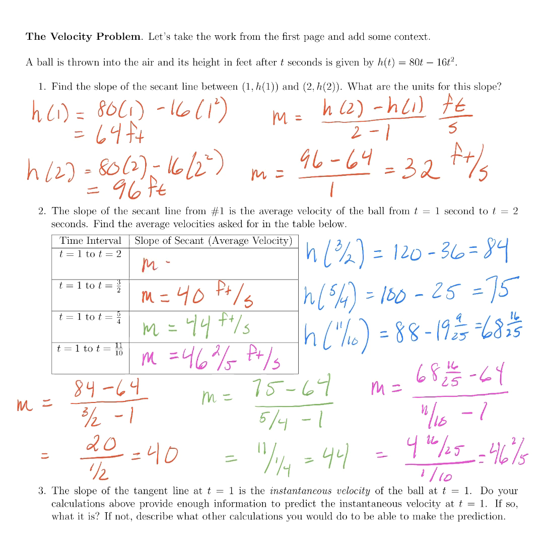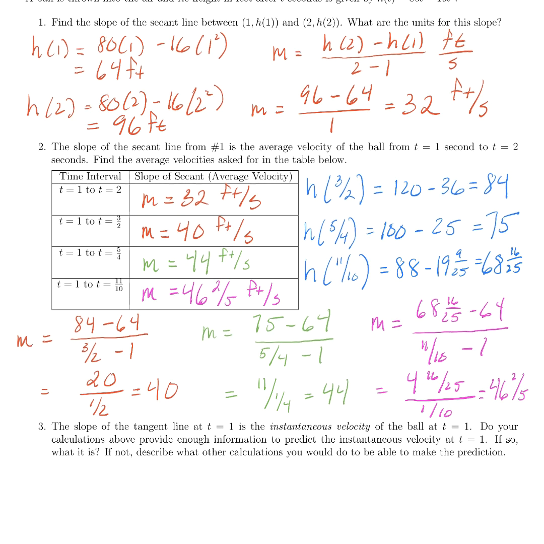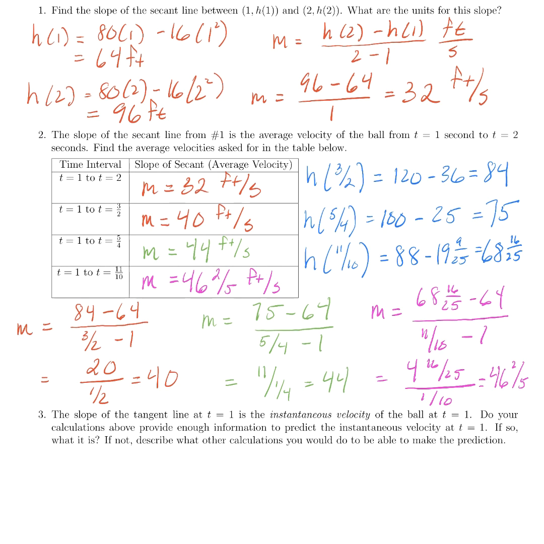Okay, so I'll bring that slope down here to number 2. Number 2 asks you to calculate a whole bunch of these things. I've done that here for you and color-coded the work in number 2. We said if we shrink the time interval a little bit to t equals 1 to t equals 3 halves, we get a slope of 40 feet per second. T equals 1 to t equals 5 fourths, we get a slope of 44 feet per second. T equals 1 to t equals 11 tenths, we get a slope of 46 and 2/5 feet per second.